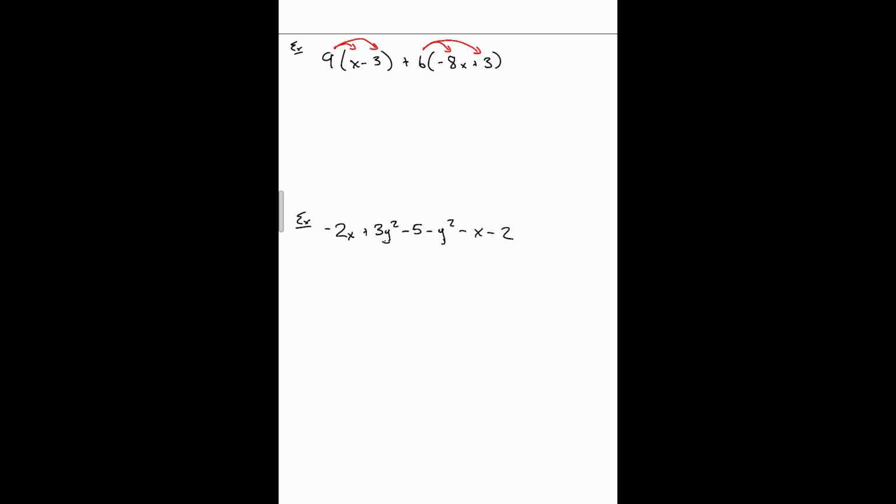So to write this out, you don't have to do this next step if you don't want to. It would be 9 times x minus 9 times 3, and it's minus because of that minus sign inside the parentheses. And then 6 times negative 8x plus 6 times 3. Like I said, this step you don't have to do if you don't want to. You can just jump right to this one I'm just about to write. So this is the distribution.